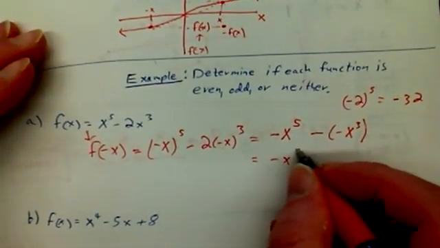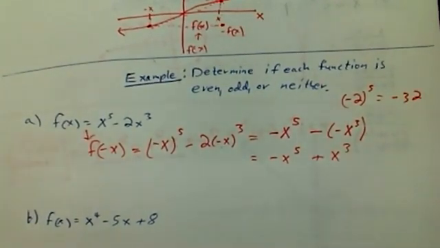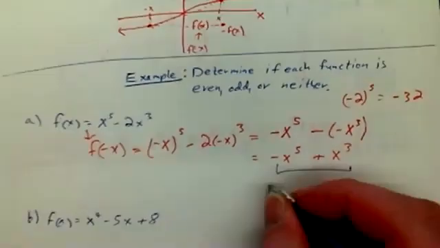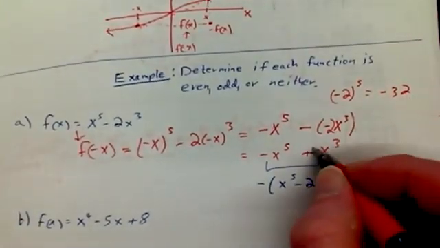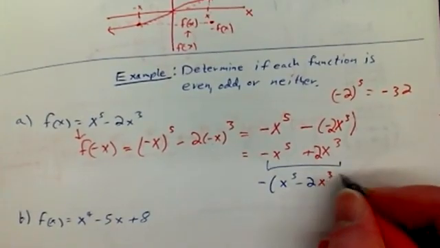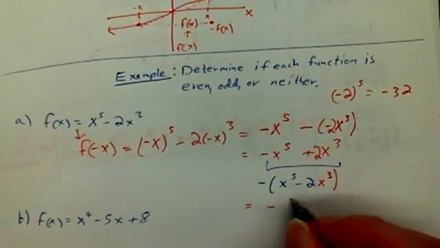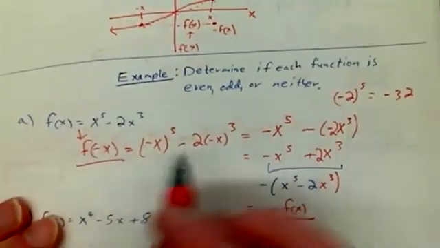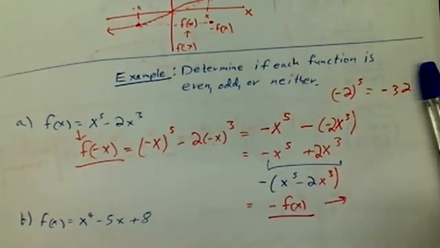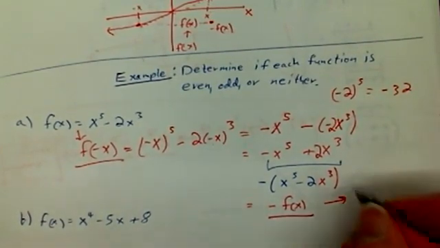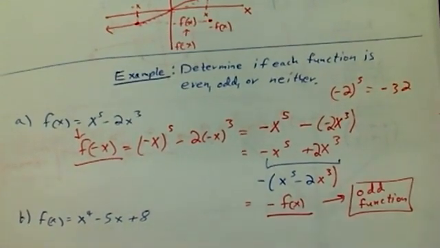So I have negative x to the fifth plus x cubed, the double negative. And the thing to notice here is this is really the same as negative x to the fifth minus, I forgot my 2, I'm sorry, 2x cubed, which of course is the same as negative f of x. So I went from f of negative x and I see that's the same as negative f of x. For that reason, I know this thing has symmetry about the origin, or just to make it simpler, this is an odd function. Okay, so that's an odd function.